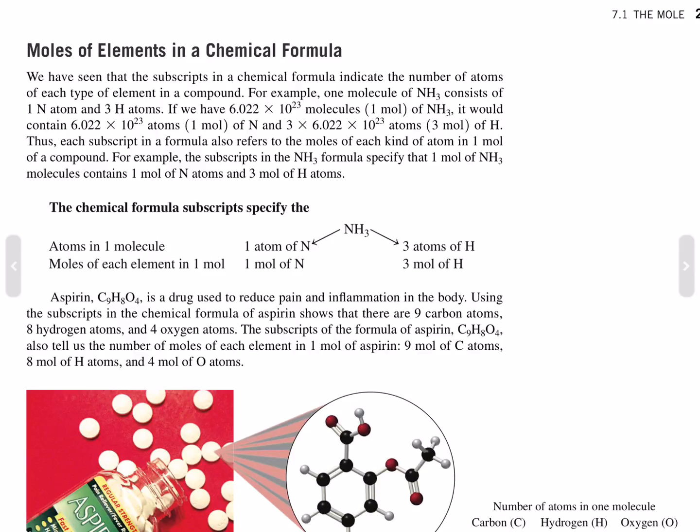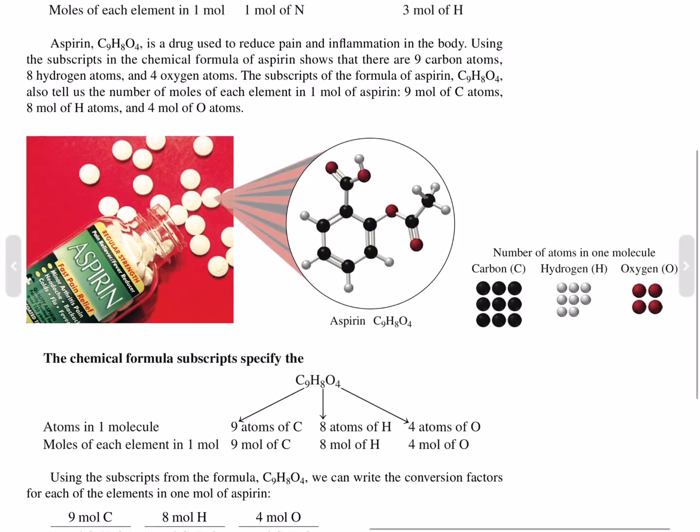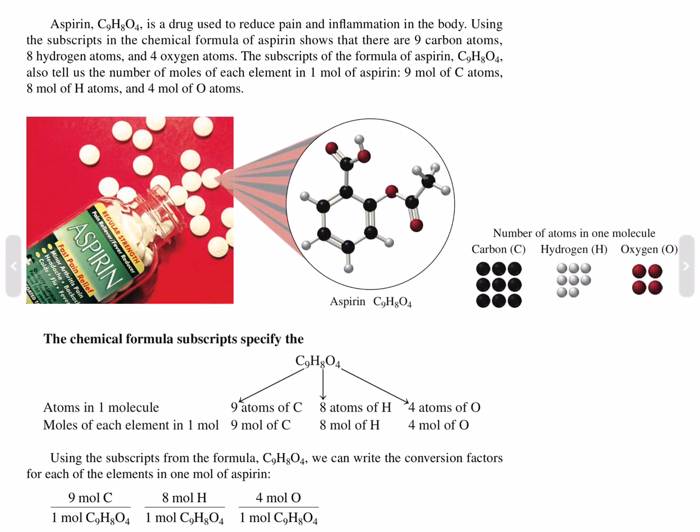Aspirin, C9H8O4, is a drug used to reduce pain and inflammation in the body. Using the subscripts in the chemical formula of aspirin shows that there are 9 carbon atoms, 8 hydrogen atoms, and 4 oxygen atoms. The subscripts of the formula of aspirin, C9H8O4, also tell us the number of moles of each element in 1 mole of aspirin: 9 moles of carbon, 8 moles of hydrogen, 4 moles of oxygen.